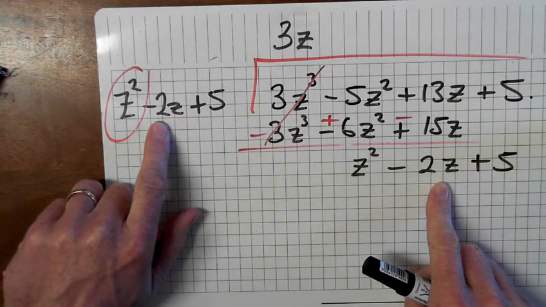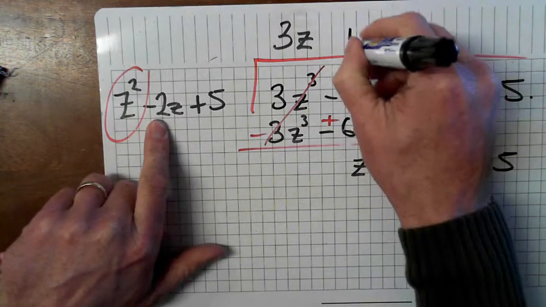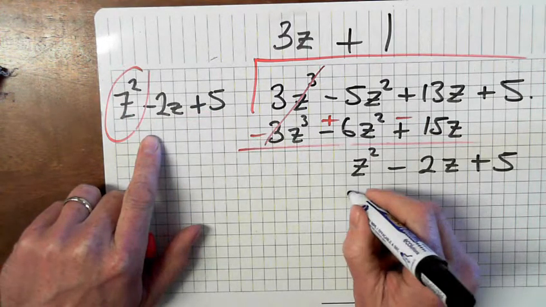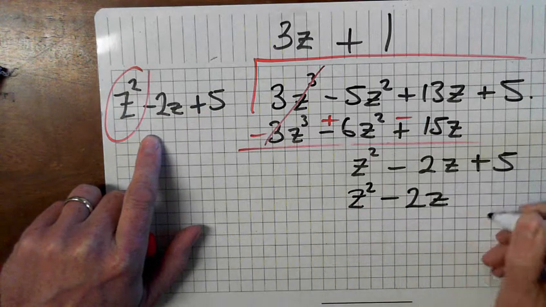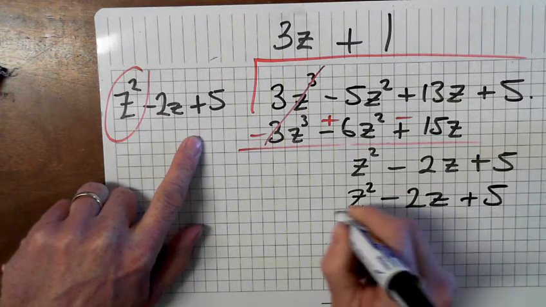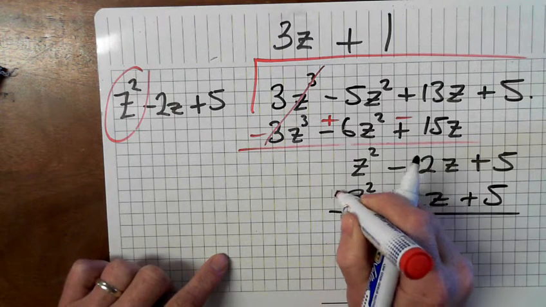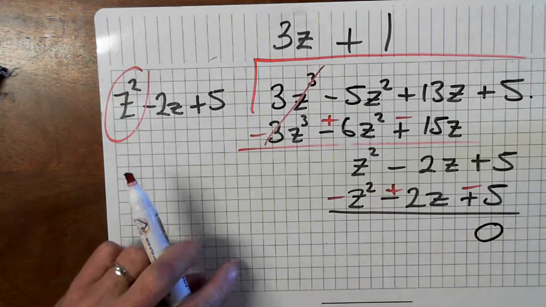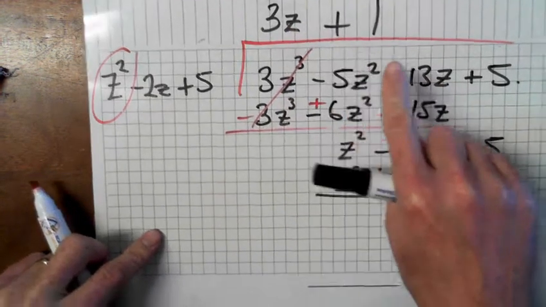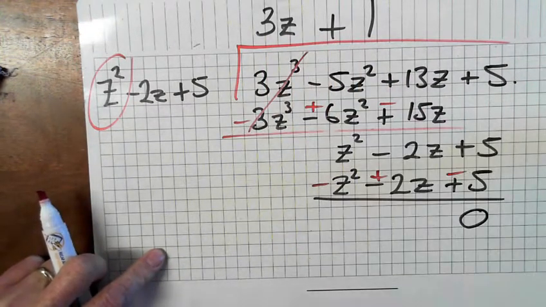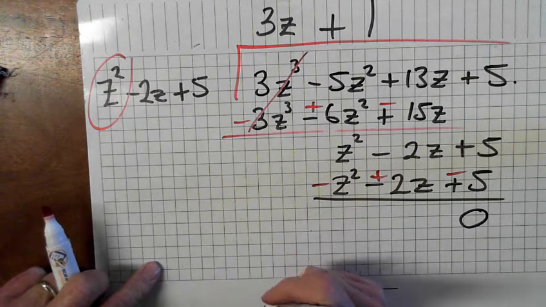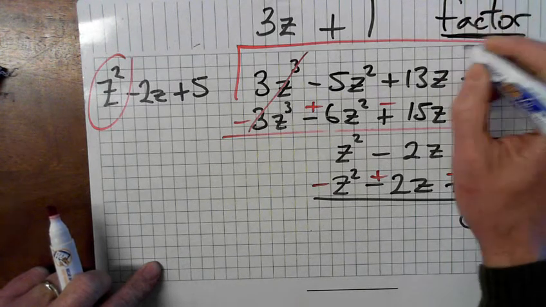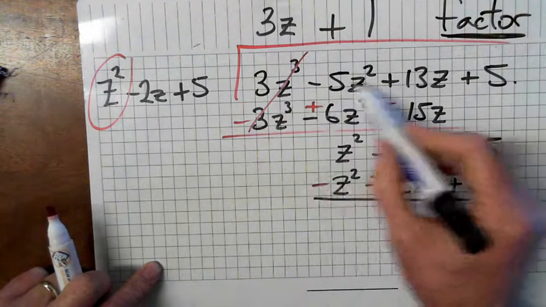So that divides in how many times? Once. Plus 1. So multiply 1 times all of this. Change the sign of everything. This is plus, becomes a minus. Alright. So we've got 3z plus 1 is the factor. So 3z plus 1 divides evenly into this polynomial.